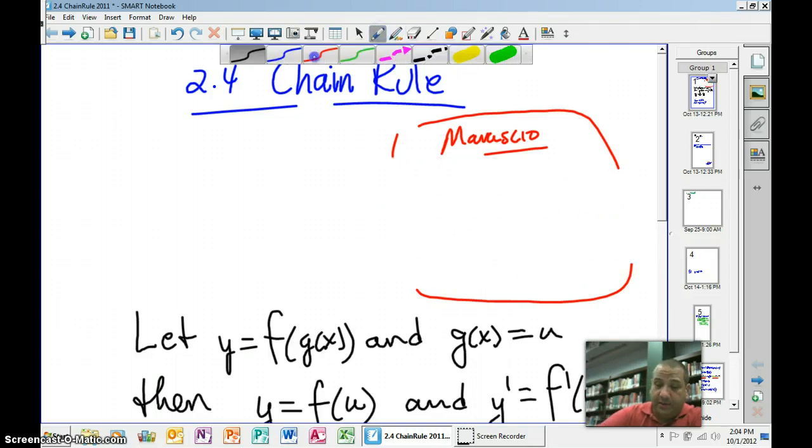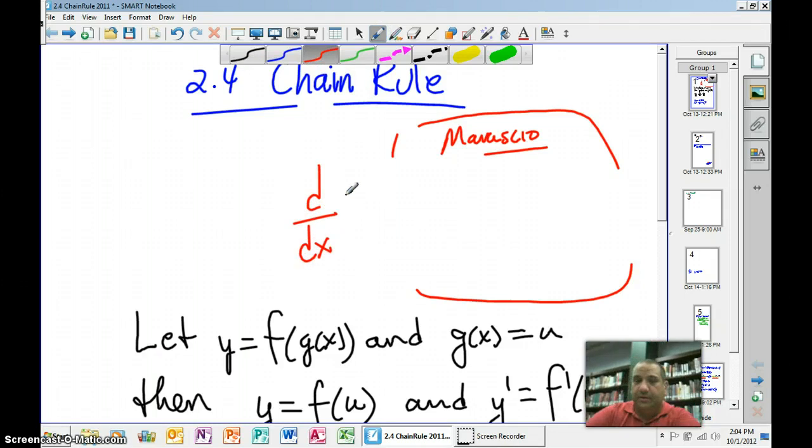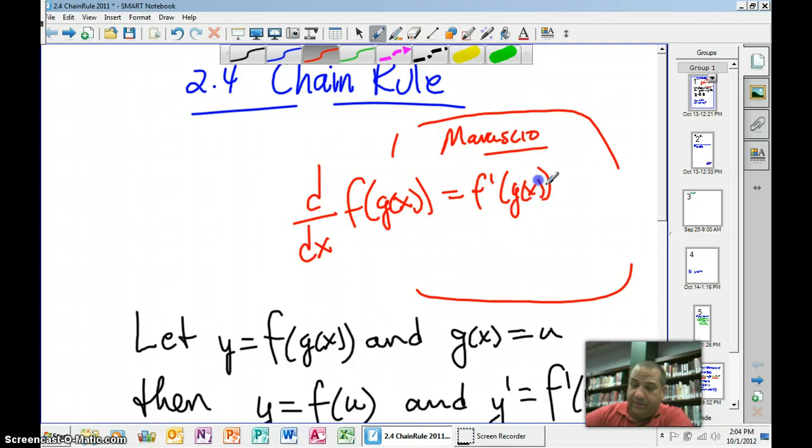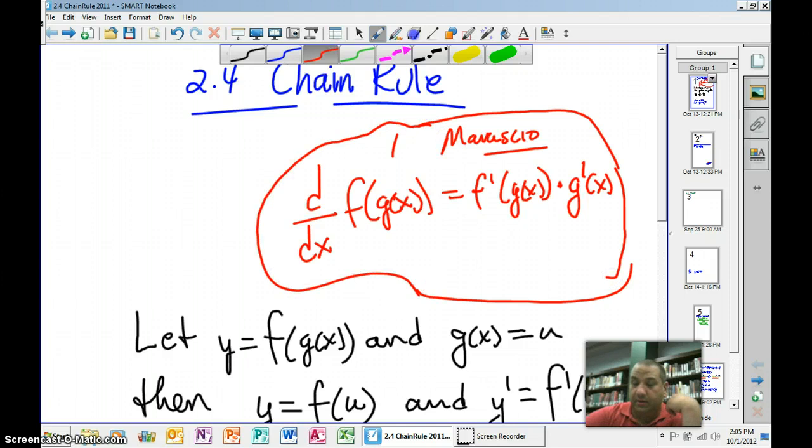I'm sure it does. So it says the derivative with respect to x of f of g of x is equal to f prime of g of x, so we want the derivative, times the derivative of the inside function, which is g prime of x. And there it is. That is the chain rule. Done.